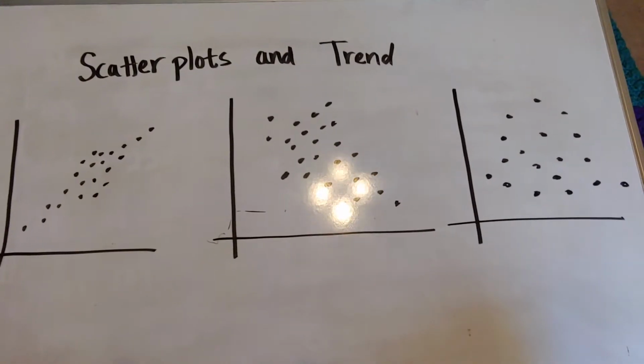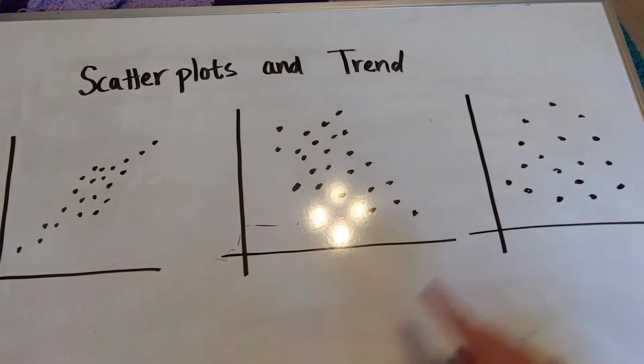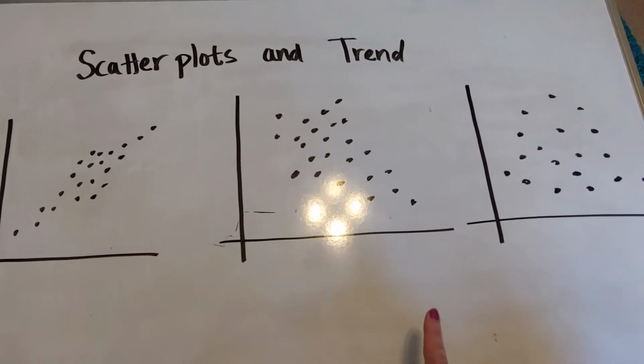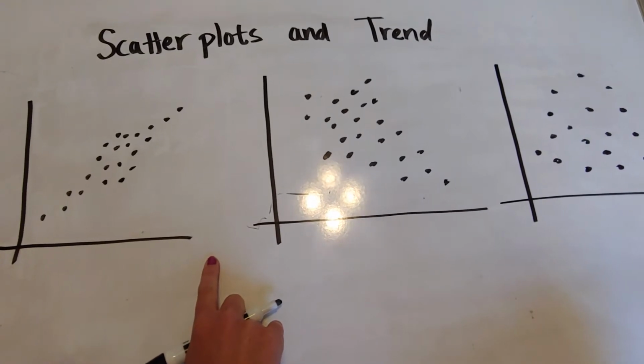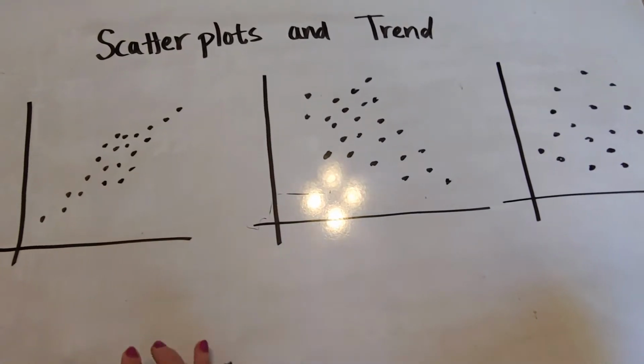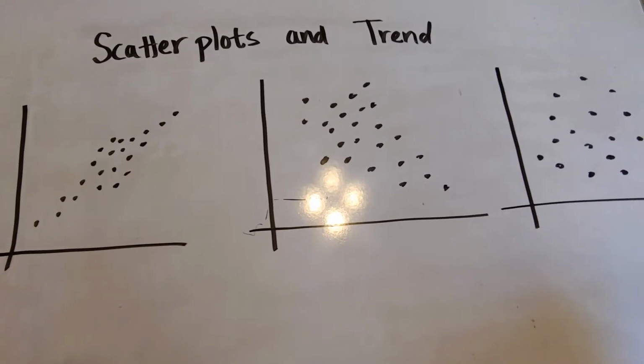In this video, we're going to talk about scatter plots and trend. And as you can see, I have 3 scatter plots. What I want to talk about first is that a scatter plot is always in the first quadrant in the XY plane, so we'll never be graphing any negative values. Always positive, positive.